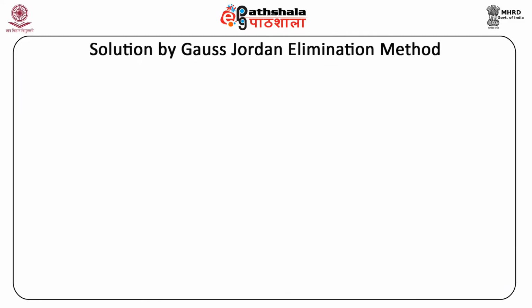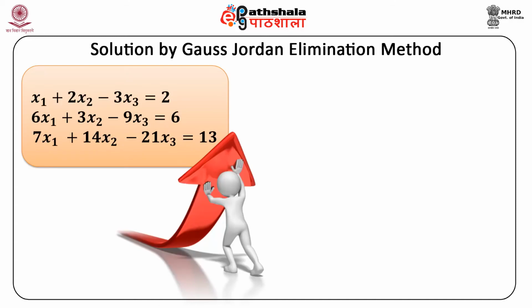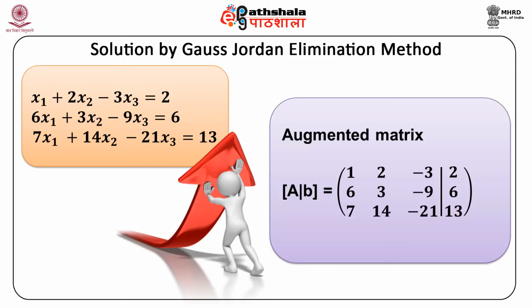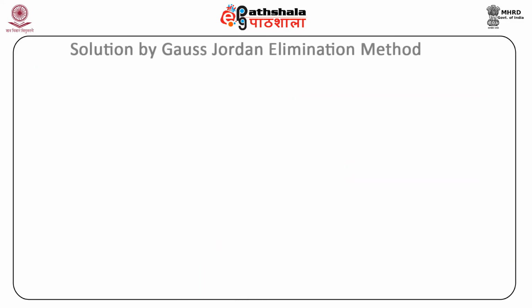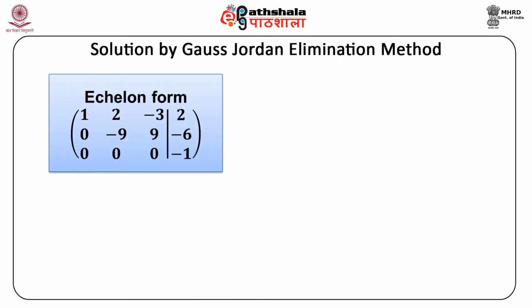Example 3. Solve the system: x1 plus 2x2 minus 3x3 is equal to 2, 6x1 plus 3x2 minus 9x3 is equal to 6, 7x1 plus 14x2 minus 21x3 is equal to 13. Solution, augmented matrix: 1, 2, minus 3, 6, 3, minus 9, 7, 14, minus 21 divided by 2, 6, 13. Using row operations, we get echelon form as 1, 2, minus 3, 0, minus 9, 9, 0, 0, 0 divided by 2, minus 6, minus 1.